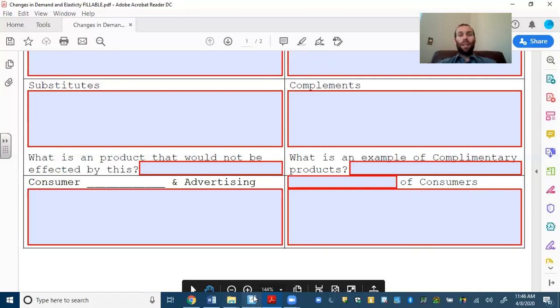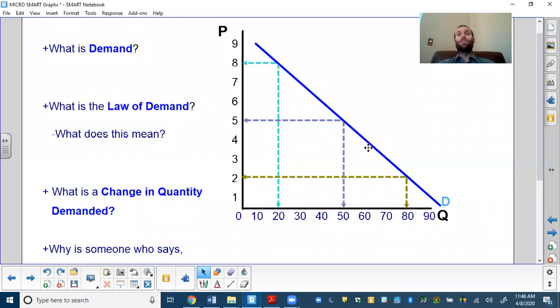So remember, if consumer taste changes, so there's a lot of positive advertising for a good, demand will increase. And at the same price, people will buy more of a good. Disadvertising campaigns or negative ones can cause demand to decrease and shift the other direction. Therefore, at the same price or at every price, people will be buying less of a good. All right, so that is essentially consumer taste and advertising.